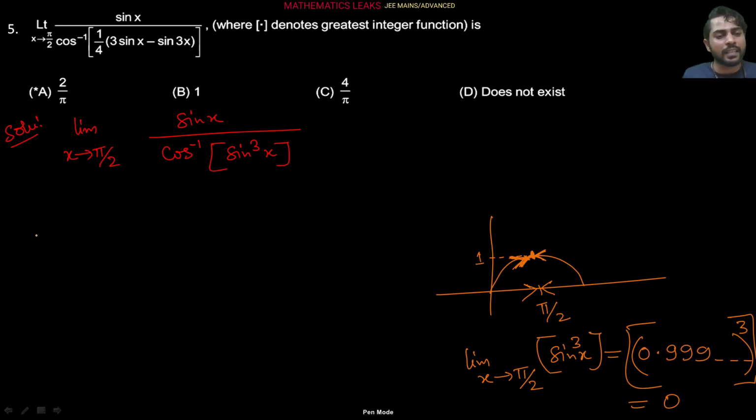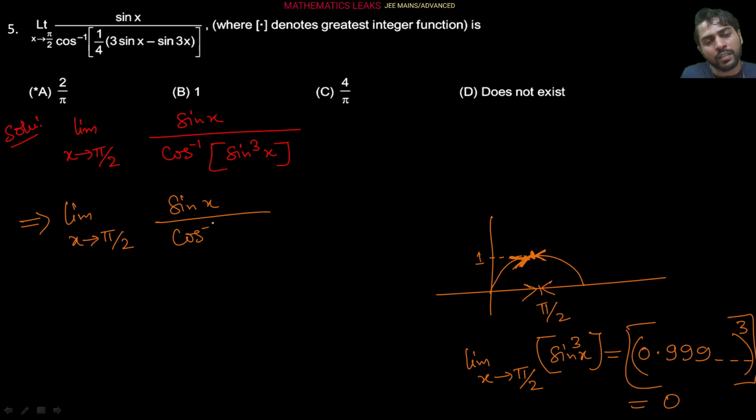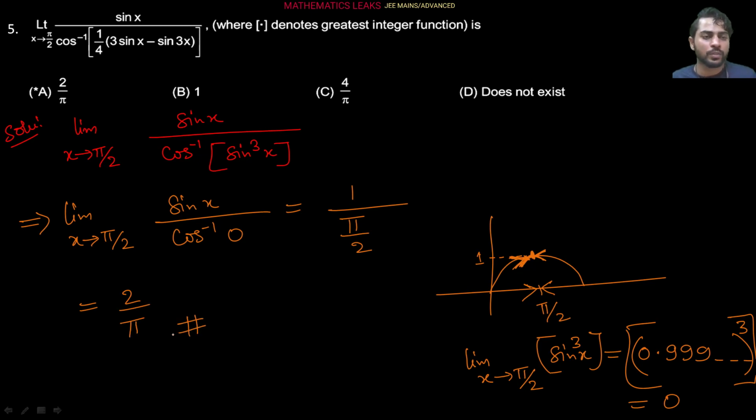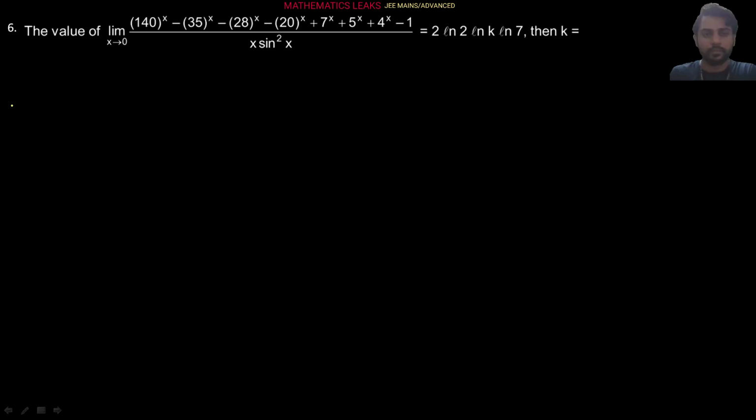So I am writing here this as limit x approaches towards pi by 2 of sin x upon cos inverse of 0. Now on putting the limit pi by 2, we will get here sine of pi by 2, which is 1, upon cos inverse 0, which is pi by 2. So from there we will get 2 upon pi. Which option is correct here, everybody? Option A is absolutely correct here.